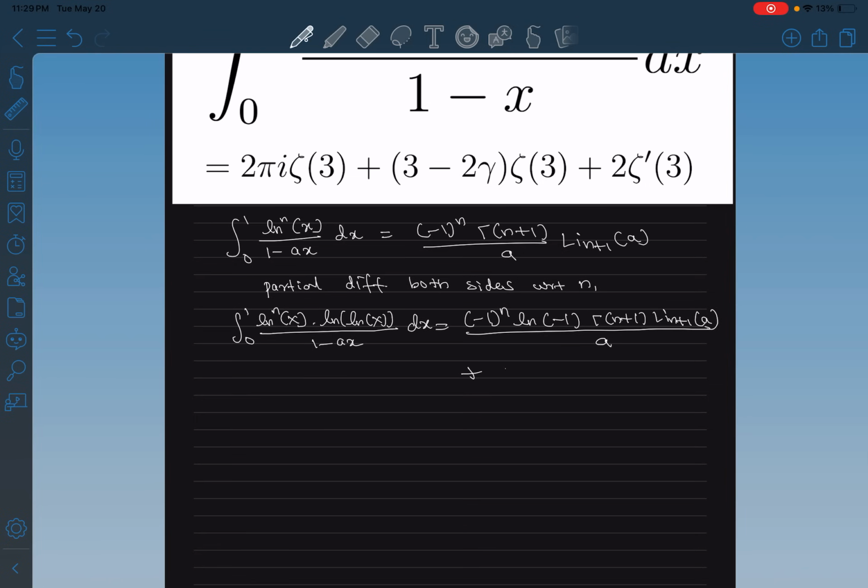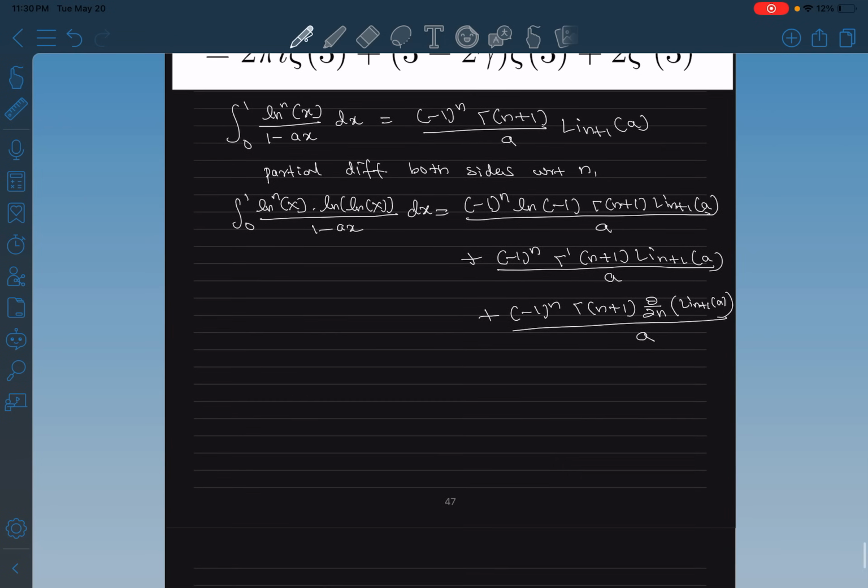Now the derivative of the second term. So this is Γ'(n+1), and the rest of the things as it is, divided by a, and then over here let me write it as the partial derivative with respect to n of Li_{n+1}(a), because if I write Li_{n+1}', that usually means derivative with respect to a, so that's why I'm writing it this way.